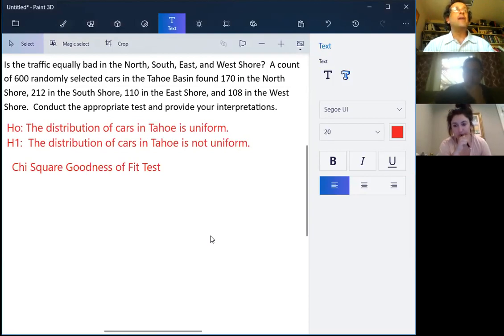I'm not going to go into all of the fancy math. You don't need that to be able to succeed. But you do need to understand which distribution we're using, which test we're using. Goodness of fit is because we want to find out if the distribution of the data that we've collected fits some expected distribution. In this case, the expected distribution is uniform. We're going to see, is it uniform?